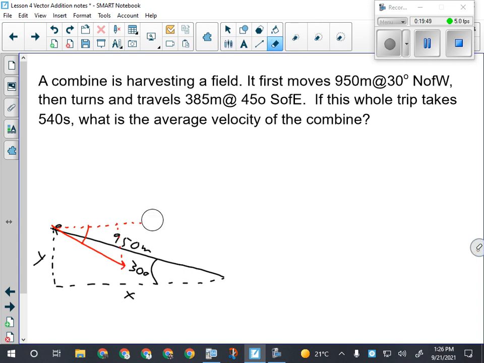All right, so now, here's x, here's y. This angle is 45 degrees, and this is 385 meters. Right? So where does my resultant go? Same place it always goes. From start to finish.